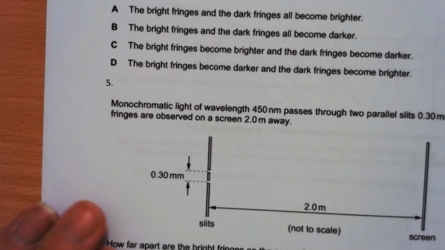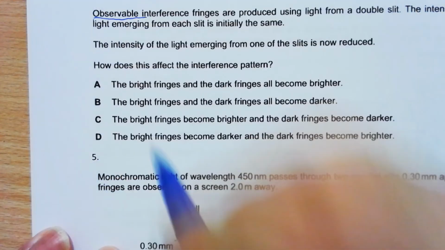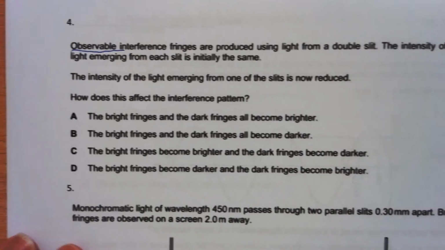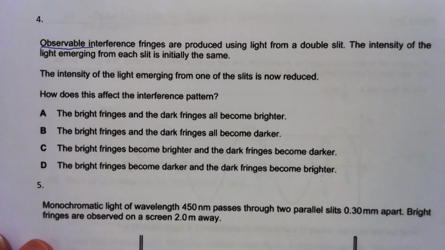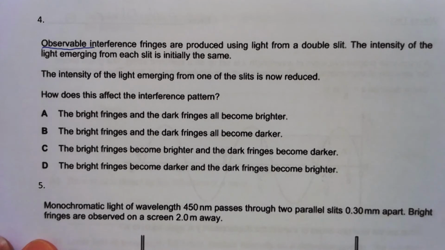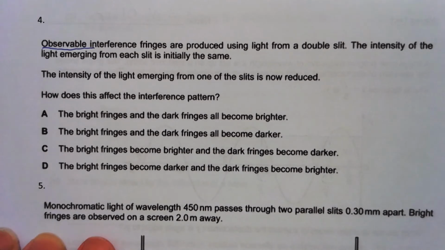On to question number 4. You've got observable interference fringes. So we're not looking at infrared, we're not looking at ultraviolet. We're just looking at observable frequencies of light. It says they're produced using light from a double slit. The intensity of the light from each slit is initially the same. The intensity of light emerging from one of the slits is now reduced. How does this affect the interference pattern?